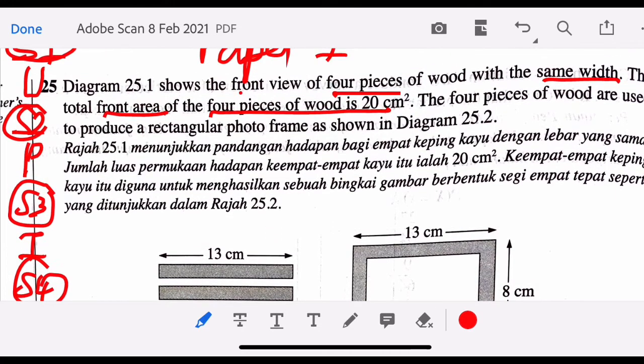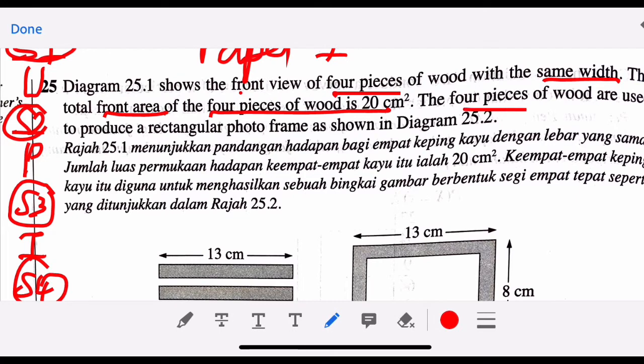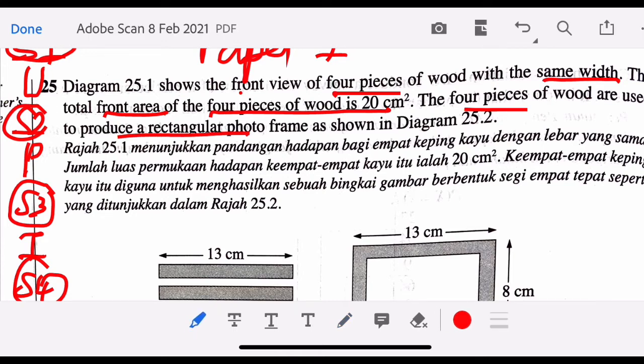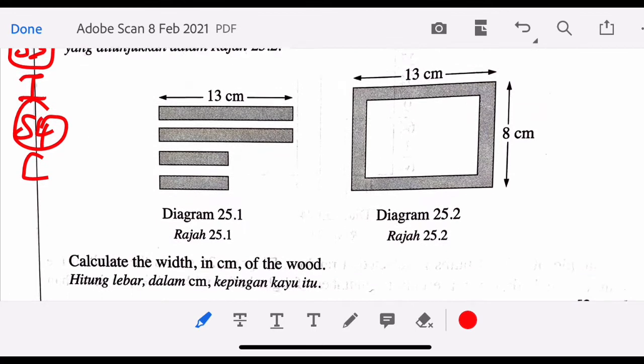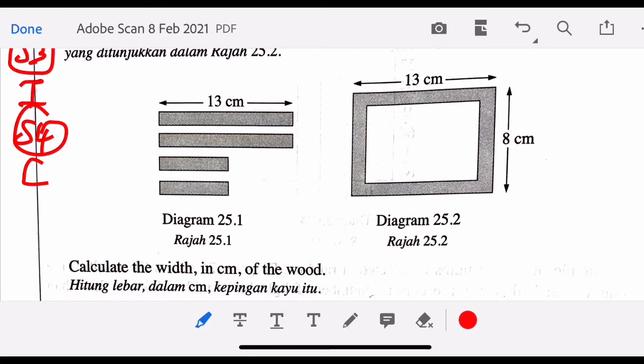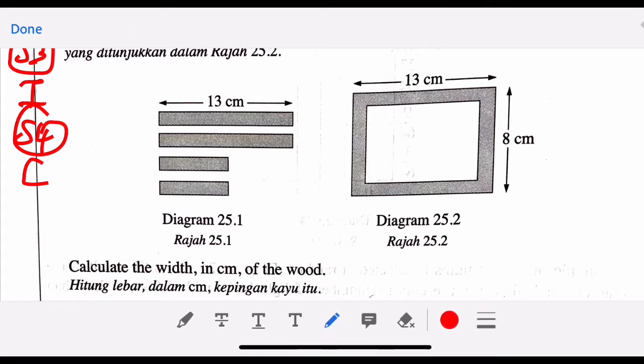Alright, the 4 pieces of wood are used to produce a rectangular photo frame as shown in the diagram. So let's have a look at the diagram of the picture. So you are asked to calculate the width in centimeters of the wood.